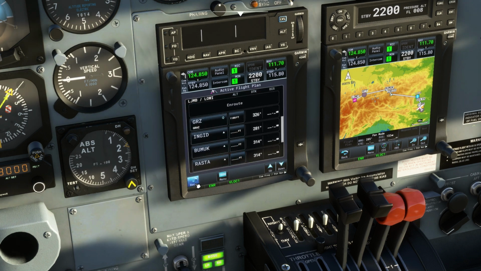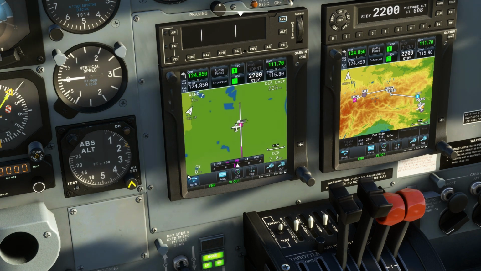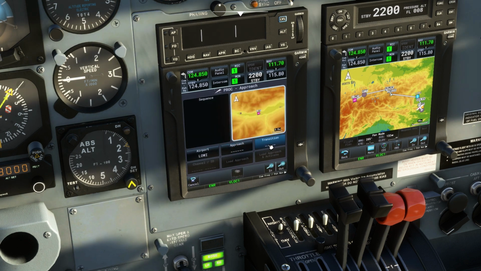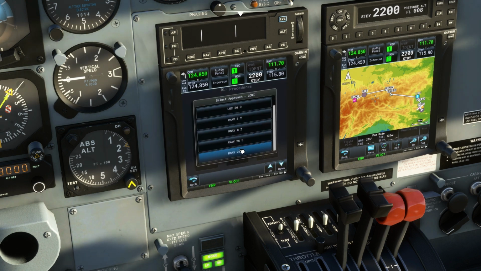Load the departure. Go to the map. I've put here the wind. Here the distance to destination, 225 miles. The distance to next waypoint. Of course, I forgot something, so let's put an approach procedure, not an arrival procedure. We should go with localizer 26R.